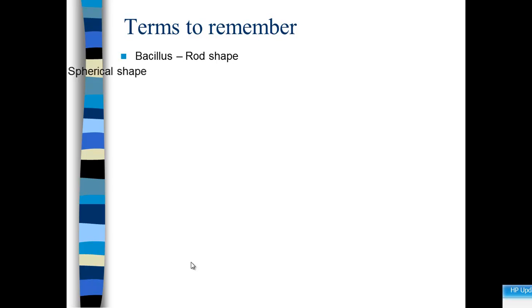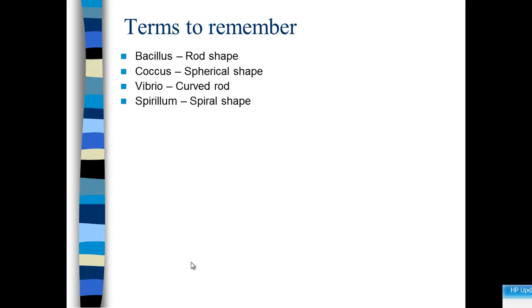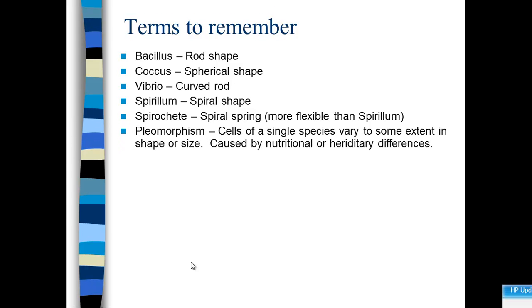Okay. So here are some things to remember. Bacillus is rod-shaped, coccus is spherical, vibrio is curved. Spirillum is spiral. A spirillum is a rigid spiral, and a spirochete is a spiral spring, or flexible, because the spirochete has a flagella inside of its body. Pleomorphism: there are cells in a single species that can change shape or size depending on the condition.